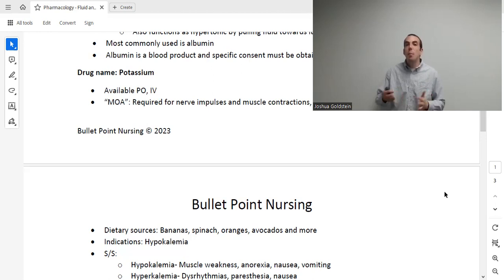If a patient has a mild case of hypokalemia, we may recommend dietary sources to increase their potassium intake. Obviously, everyone knows bananas are very rich in potassium. Some other examples would be spinach, oranges, avocados, and some other things. What would we give a patient potassium for? Obviously, that would be to treat hypokalemia.